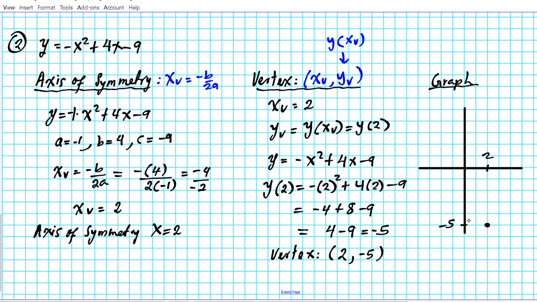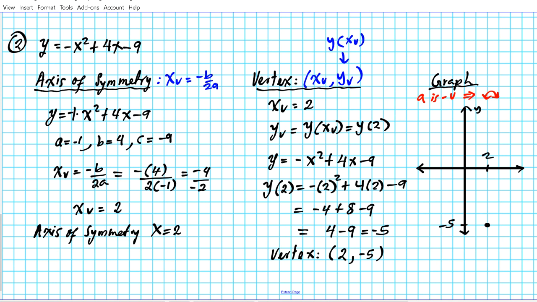And then, is it going to be a happy or sad parabola in this particular case? In this particular case, we need to look at a, okay? a tells us the mood of the parabola. So in this case right here, a is negative 1, okay? So since a is negative, the parabola is going to be a sad parabola, right? Okay, sad parabola since a is negative.